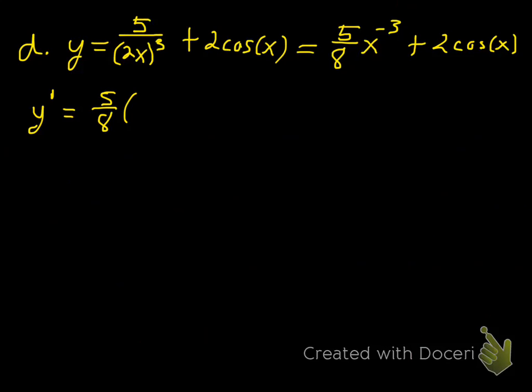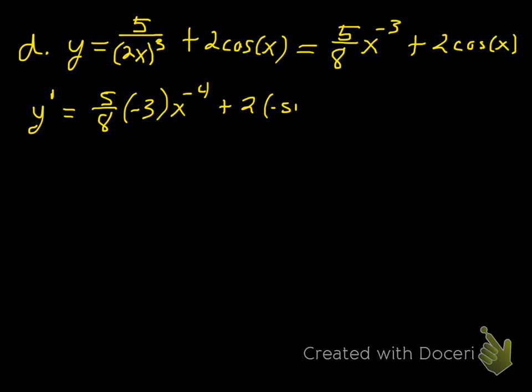5/8, that's constant. It's just going to hang out in front. We're going to take that negative 3 coming down using the power rule, and then we're going to subtract 1 from the exponent. So negative 3 minus 1 is negative 4. And then the derivative of cosine is sine. So we got that 2 hanging out in front.